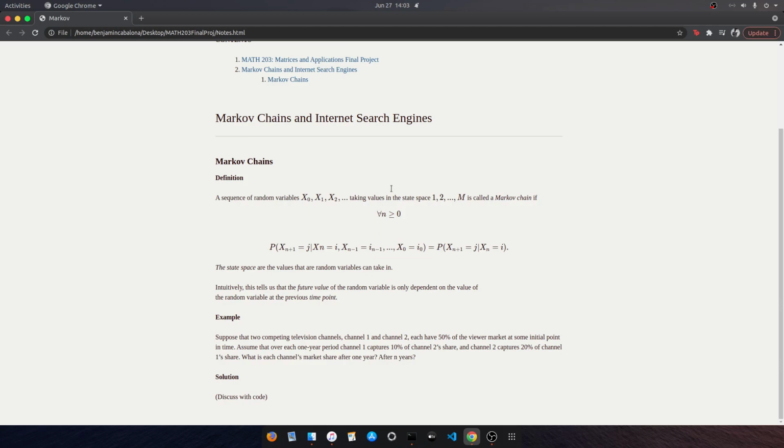So here's the definition. Basically, the most important part of this definition is the simplification assumption that Markov is providing us. It tells us that instead of the random variable x sub n plus 1 being conditional to all of its previous values, it is only conditioned on the value before it. Intuitively, this tells us that the future value of this random variable is only dependent on the random variable at the previous time point.